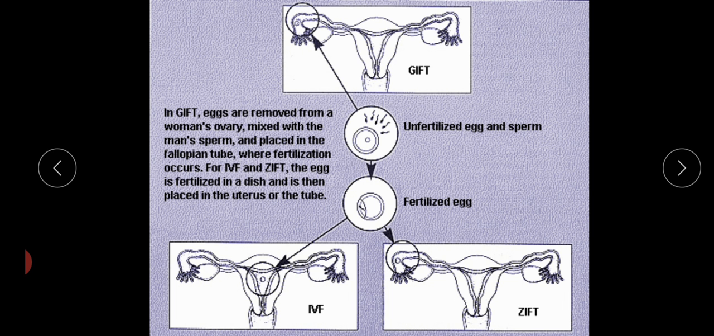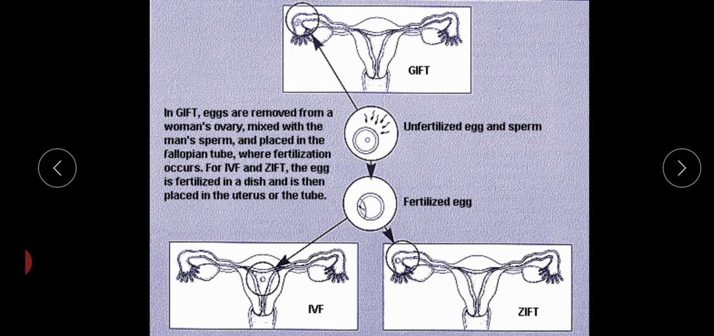I have shown the diagram where we can compare GIFT, IVF and ZIFT, all the three that we have studied till now. So in GIFT, the eggs are removed from the woman's ovary, mixed with the man's sperm and placed in the fallopian tube, where fertilization occurs. For IVF and ZIFT, the egg is fertilized in a dish and then placed in the uterus or the tube.